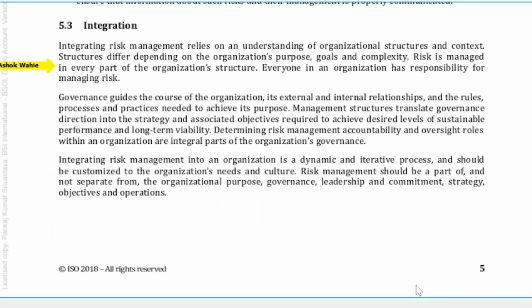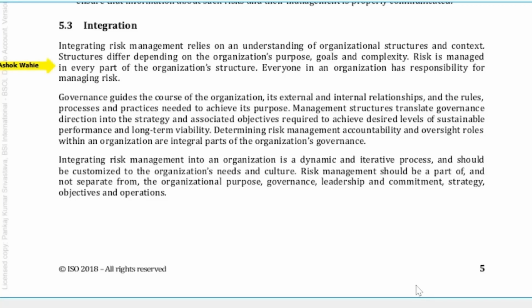First thing is that when we are trying to implement or establish the risk management framework, we need to ensure that we apply the principle of integration. And the principle of integration is that the risk management framework should be an integral part of all the organization's activities and functions. So first and foremost, we need to understand what is my organization structure and what is the context. Context means what is the mission, vision, goals, objectives of my organization.